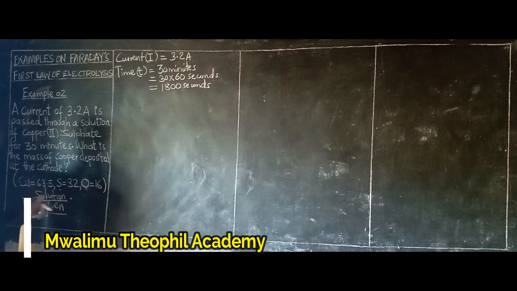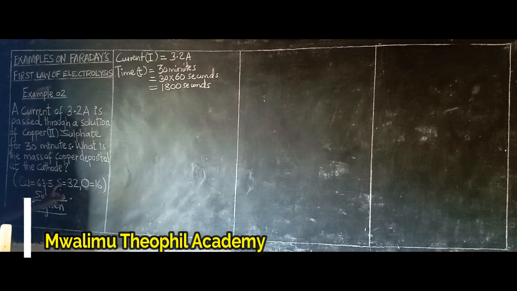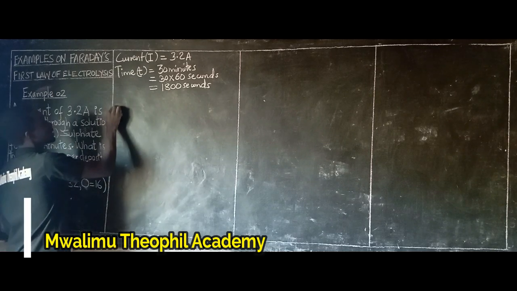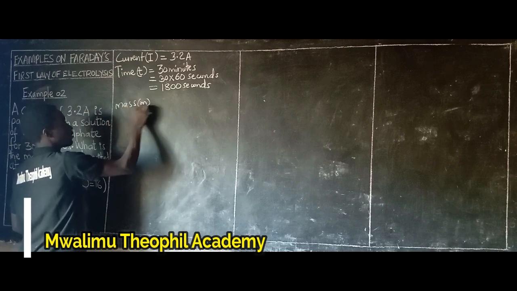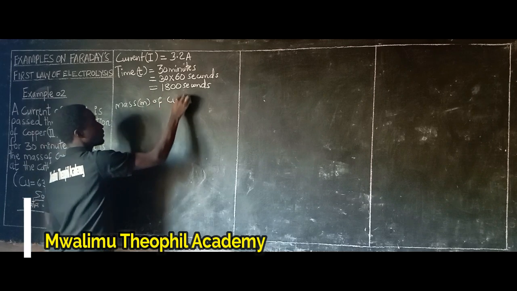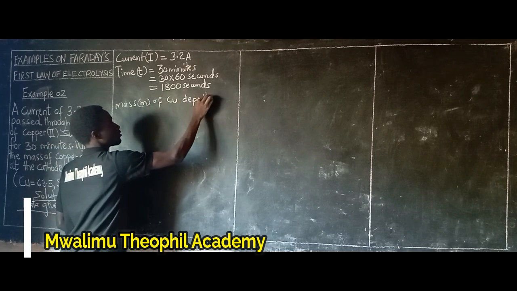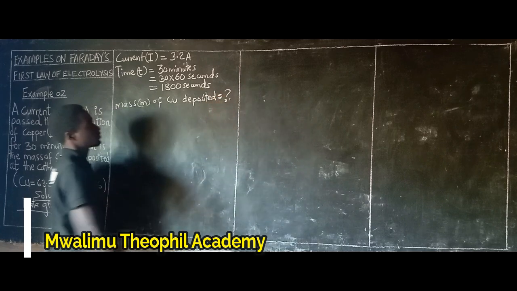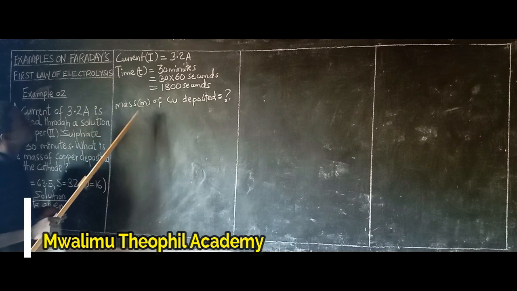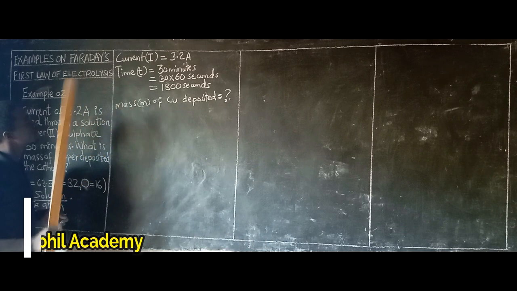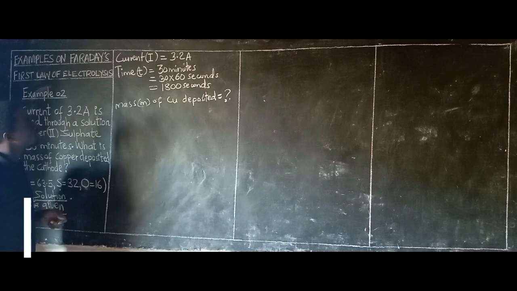Another data we have here are the relative atomic masses of these various elements: copper, sulfur, and oxygen. Now, what is required here is to calculate the mass of copper deposited. The mass M of copper deposited is required. It's not known. Now let us use this data to calculate this mass of copper deposited on the cathode.